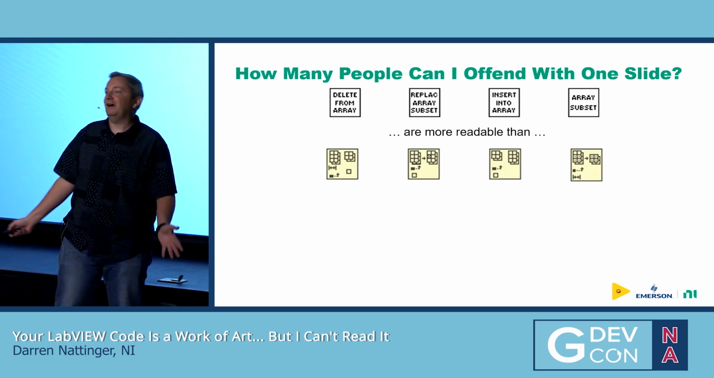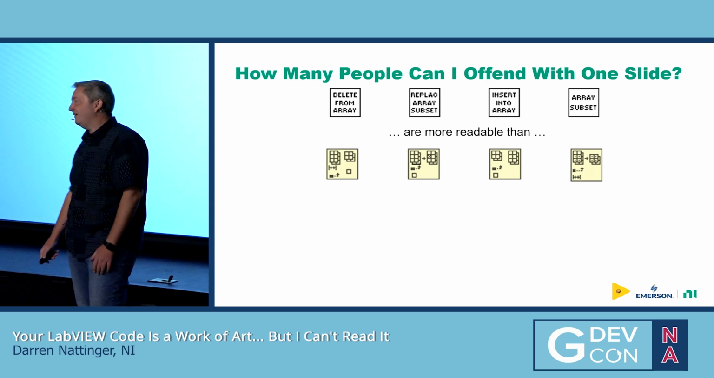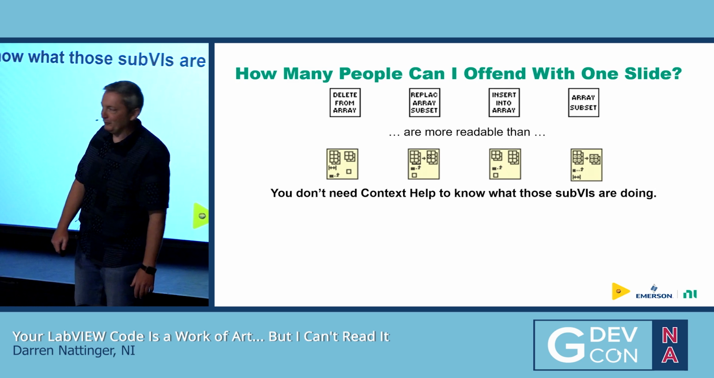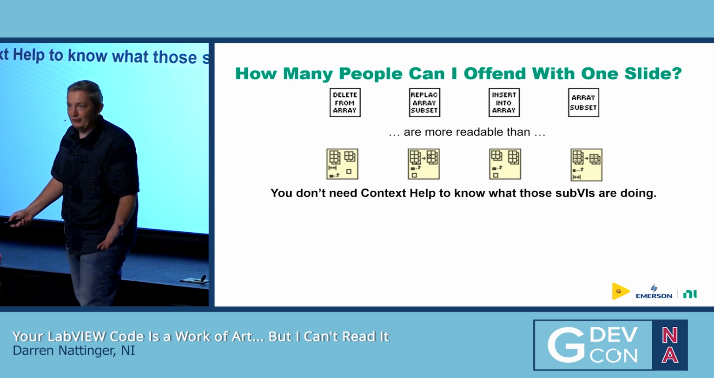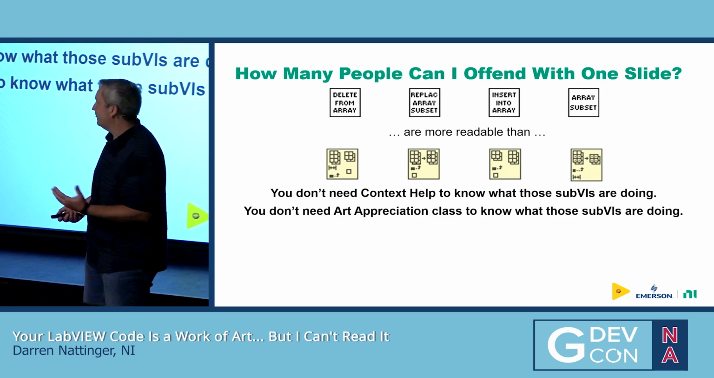The number of times I'm looking at array processing code, and I'm like, okay, well, let's bring up the context help window and hover over it to figure out which one it is. And then if I don't want to bring up the context help window, it almost feels like I need to have like a degree in art to kind of understand what's going on.